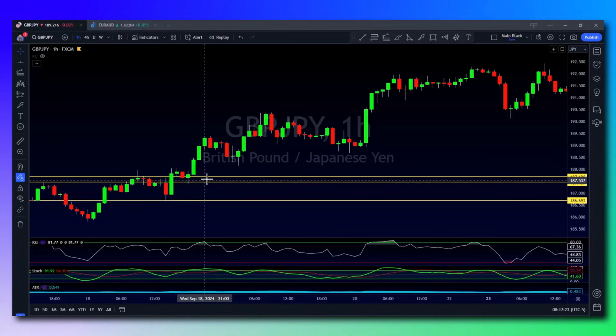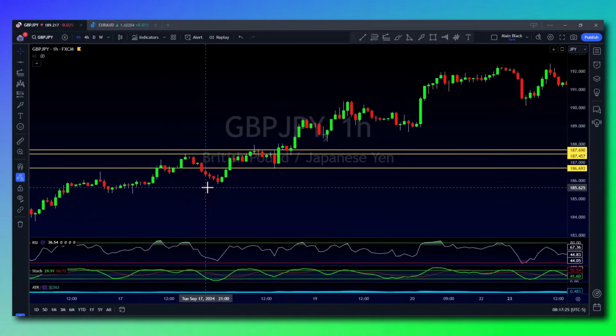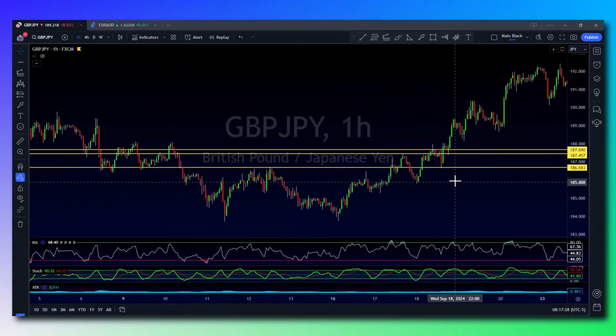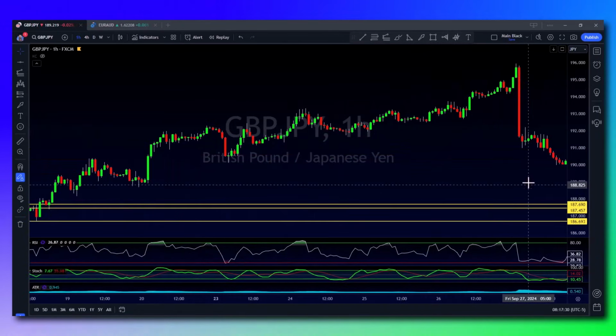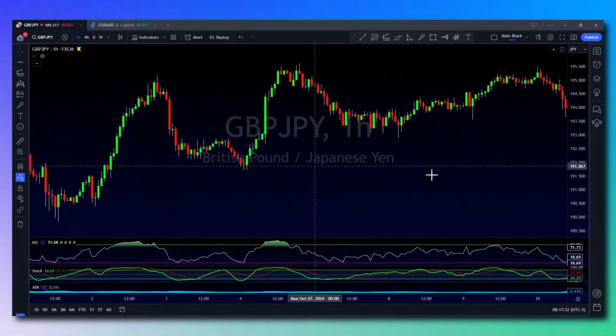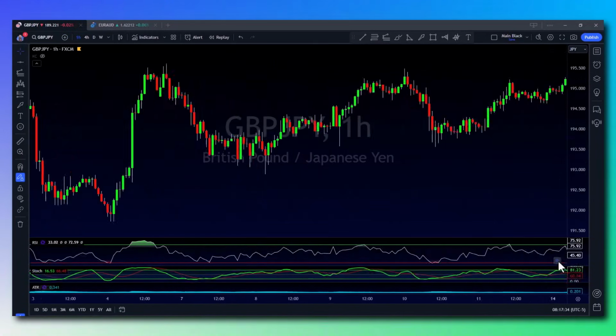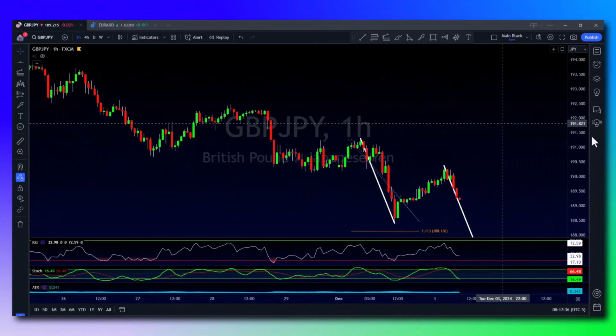But yeah, this comes right at a structure level too. Again, we don't have a great level of structure, but it does come at a structure level as well. So not a bad place to expect that that's where the extension will come to. So again, two ways of thinking this.